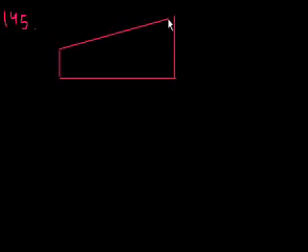All right, they've drawn us a trapezoid. Let me see if I can draw the trapezoid as well. So they have the base, one side, and then another side, something like that, and they connect two lines like that. And then they label this side as 2 feet, this side is 5 feet, and they say this is A and this is B.